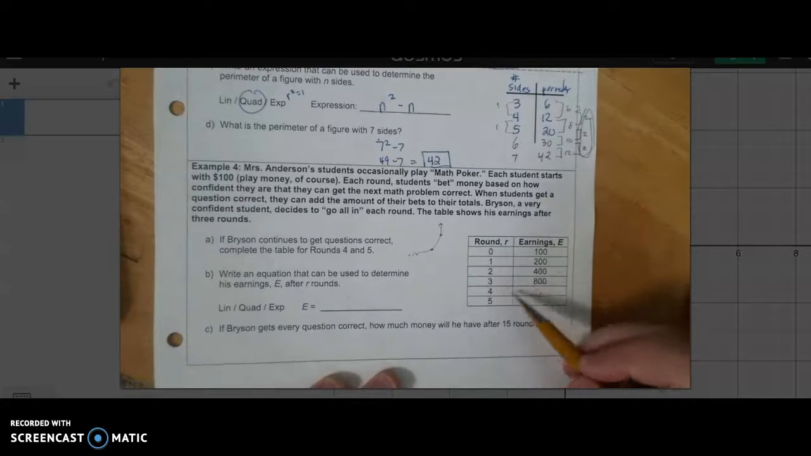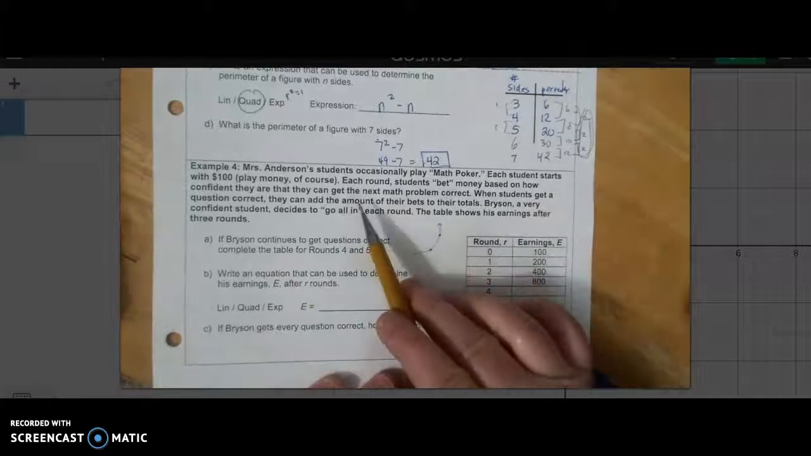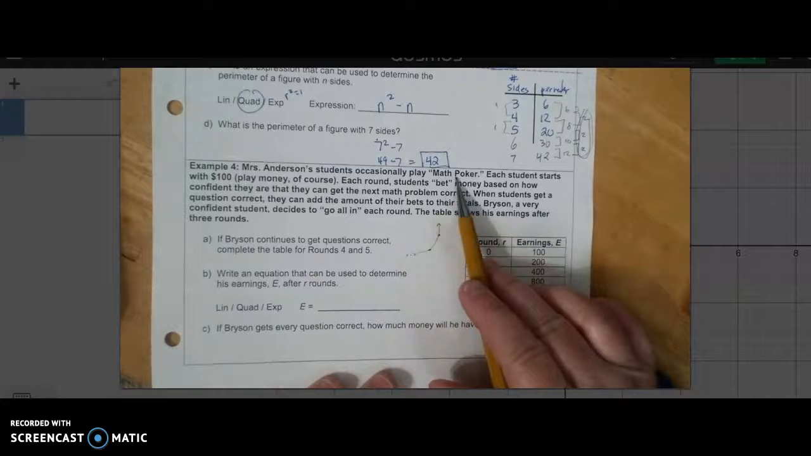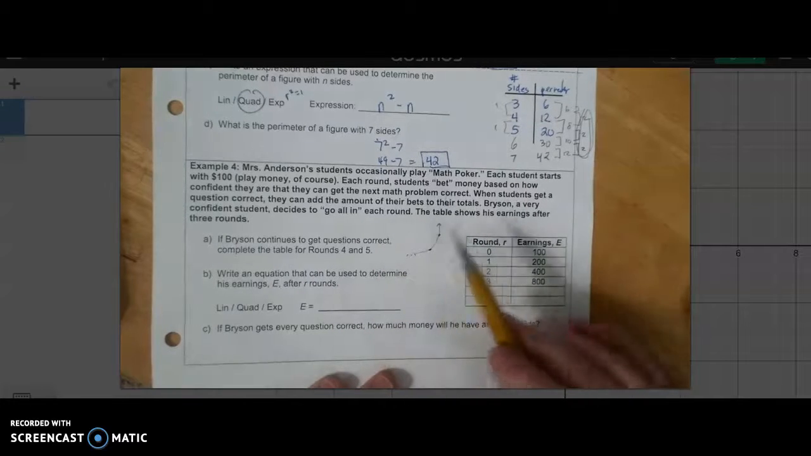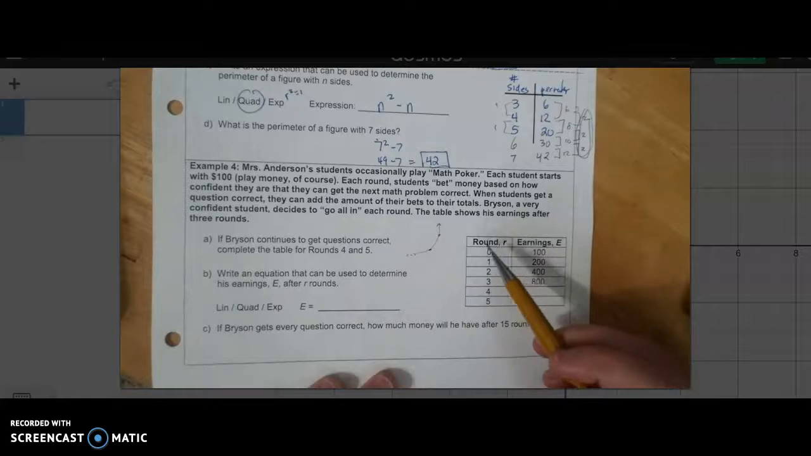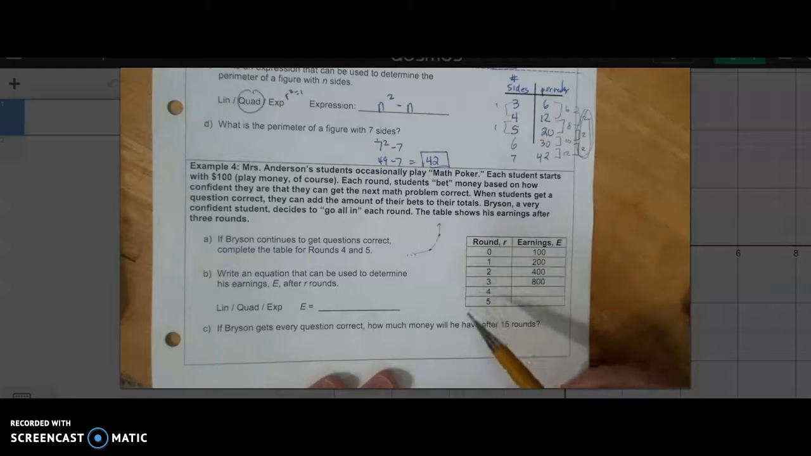So when I look at this table, they're playing poker, starts with $100 each round, based on how confident they are to get the next problem correct. When they get the next question correct, they can add the amount of their bets to their totals. He's confident, so he goes all in each round.